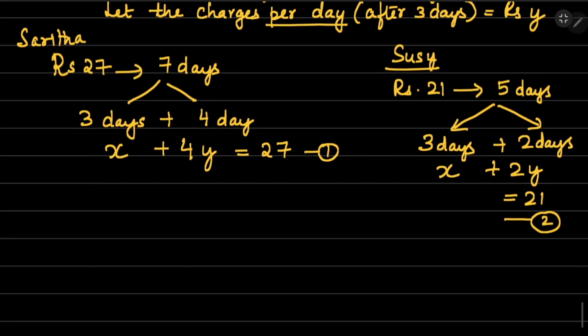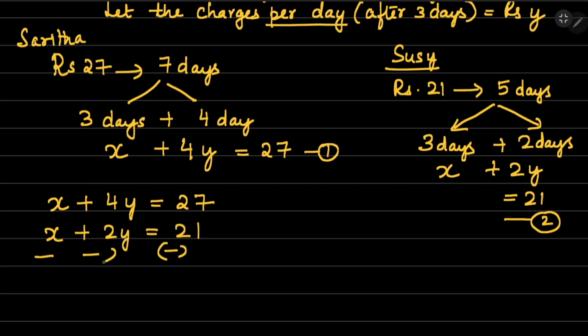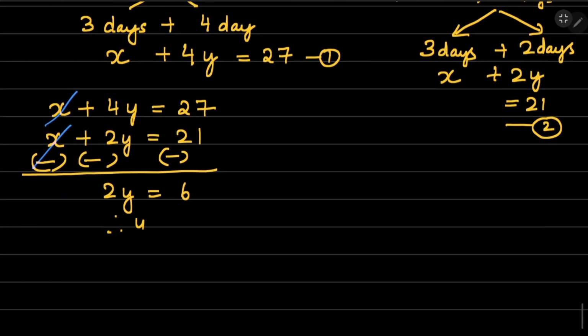Now we can subtract 1 minus 2. Equation 1: x plus 4y is equal to 27, and the second equation is x plus 2y equal to 21. Just subtract them, change the sign. So plus x minus x gets cancelled. What is 4y minus 2y? It is 2y equal to 27 minus 21, which is 6. Therefore, y is equal to 3.